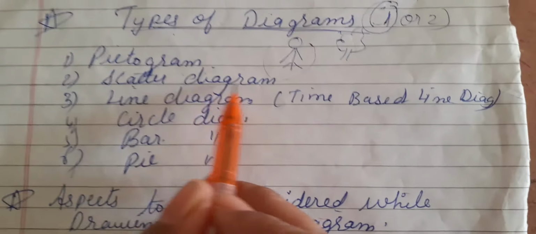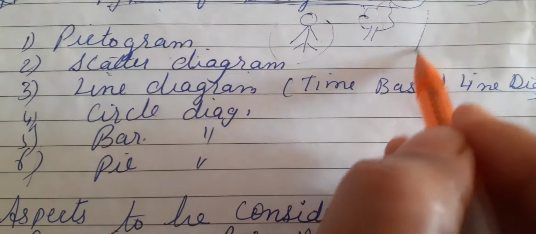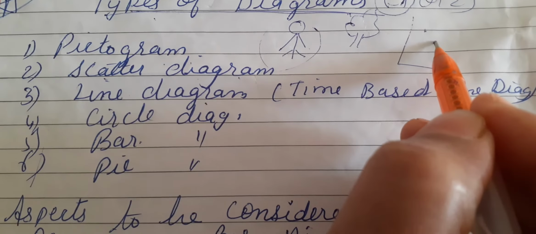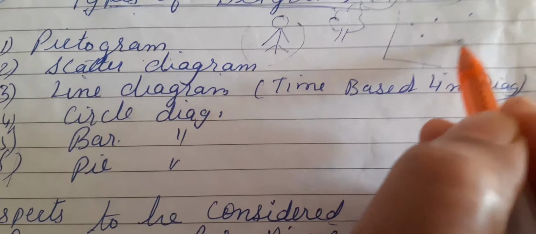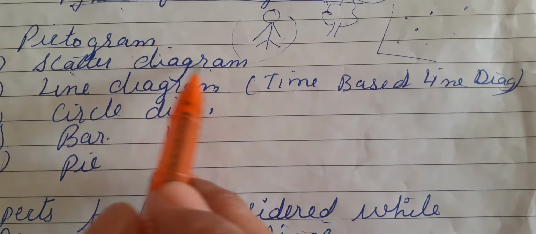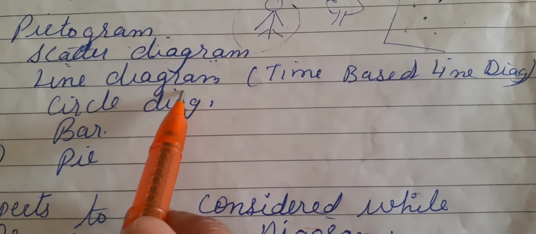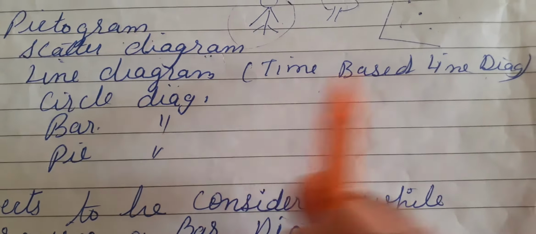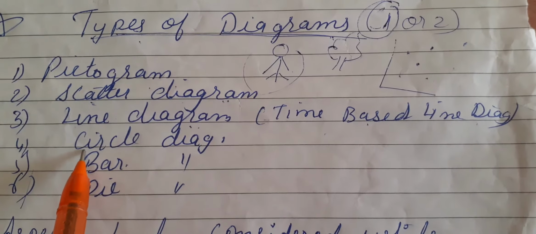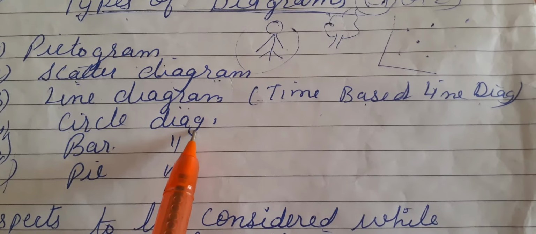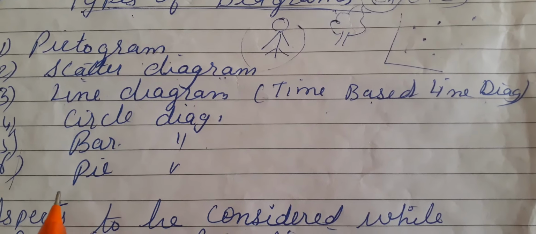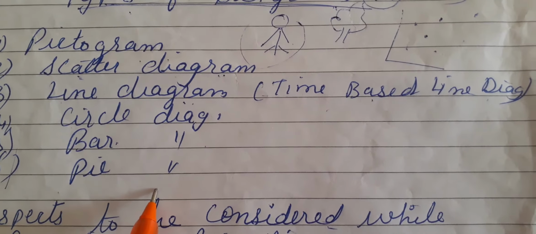Then the second one is the scattered diagram. Scattered means when you draw the diagram, the points don't lie on one line. They can be anywhere on the graph. That is a scattered diagram. Next is a line diagram or time-based diagram. This we will discuss ahead. Then next is a circle diagram. After that bar diagram, and then the pie diagram. Clear?